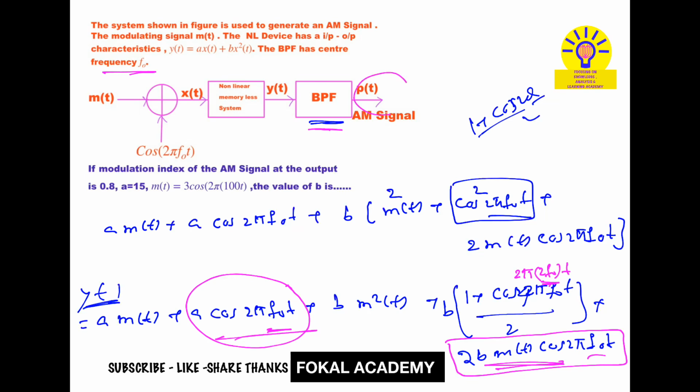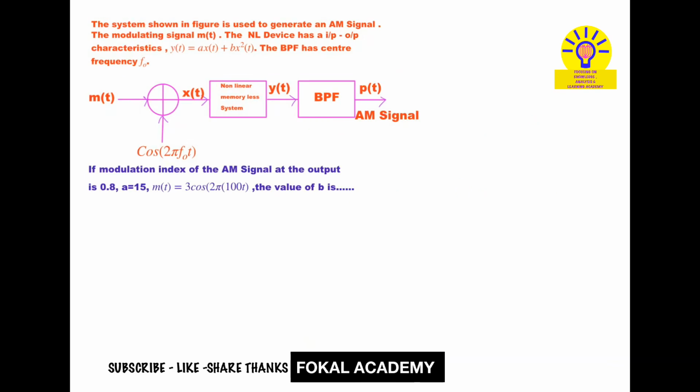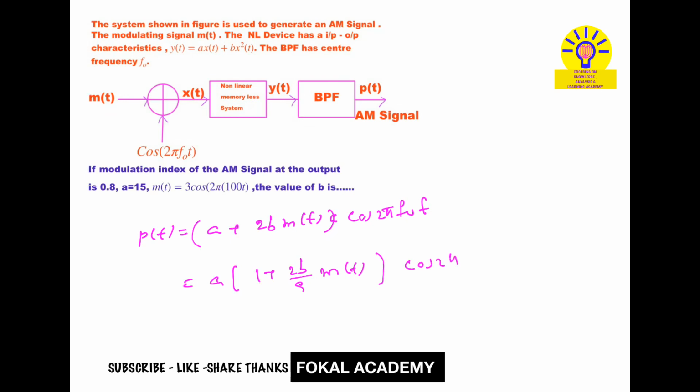So the output signal can be written as p(t) = (a + 2b·m(t))·cos(2πf₀t). Taking a common, a·(1 + (2b/a)·m(t))·cos(2πf₀t). So this is the AM signal.